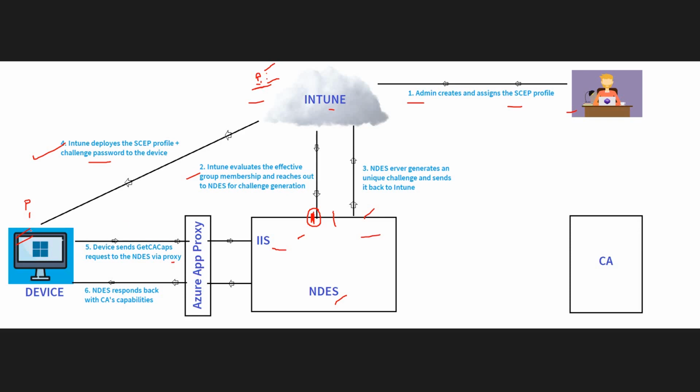In step 5, what is the device going to do? In the profile, there was the SCEP URL, right? So the device is going to make a connection to that SCEP URL, and that URL is actually of the Azure app proxy or web application proxy, whatever proxy there may be, which is going to forward the request to the IIS of the NDES server. So the device now establishes a connection to the URL and does something called a get CA caps request.